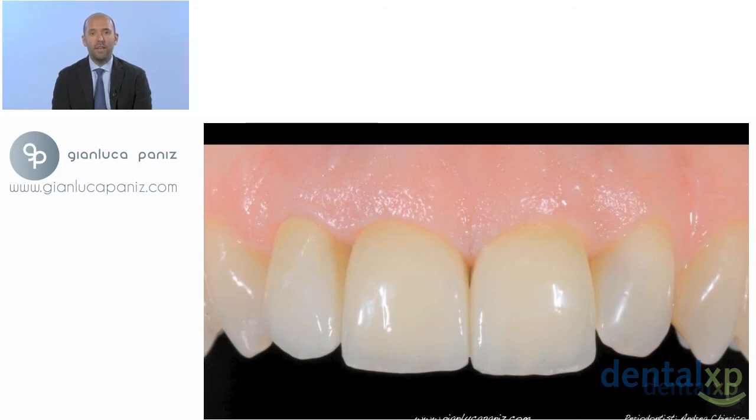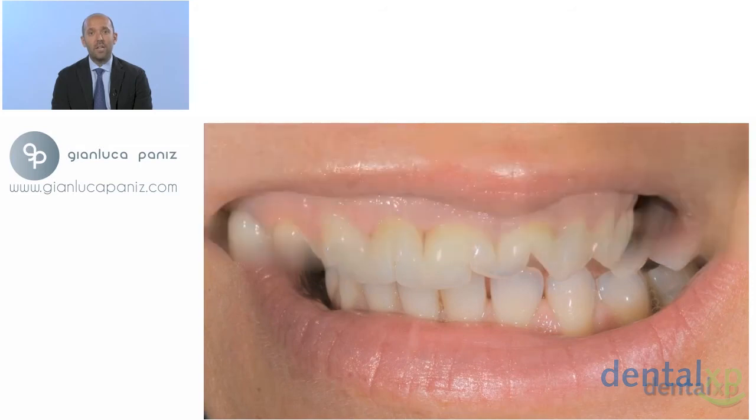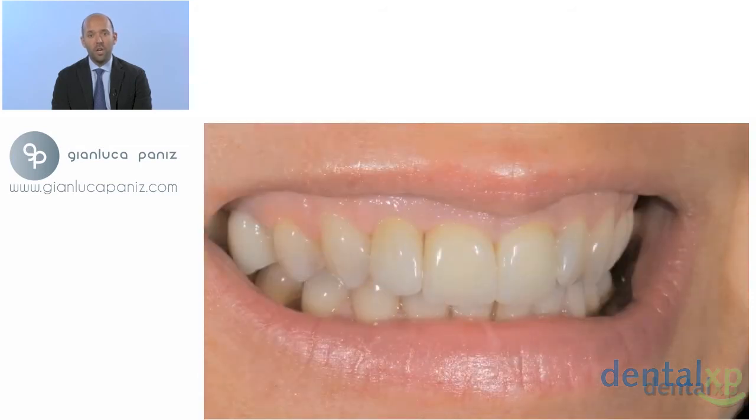implant. And this is the final aesthetic outcome and the final smile of the patient, showing a good amount of soft tissue, stable on the facial aspect of the implant, and a good and adequate natural aesthetic result, especially important in a patient like this in which we have a high lip line smile.